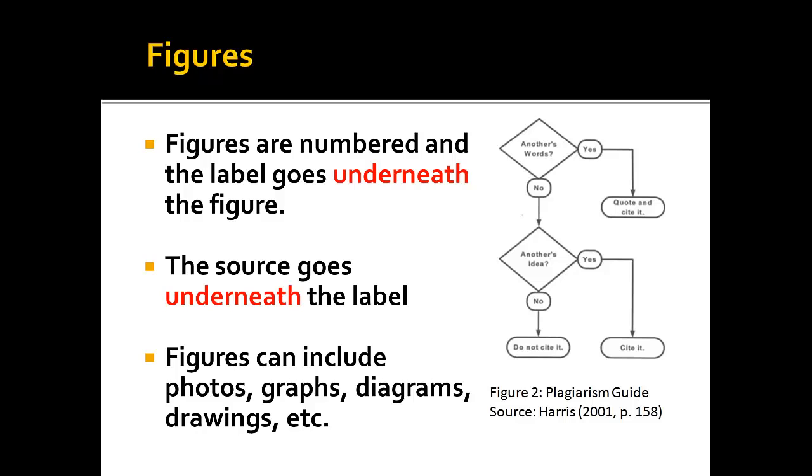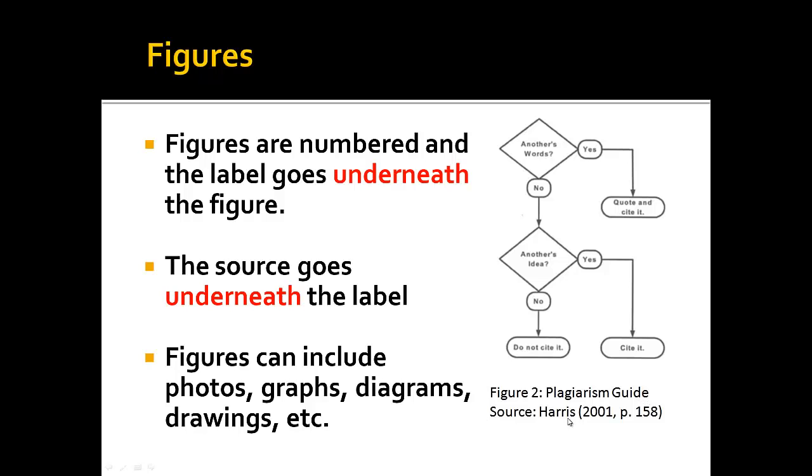Now, figures are numbered and the label goes underneath the figure. So on the right here, we've got a figure, it's a flow chart. It's numbered, so figure 2, and if you had one before that, it would be figure 1, figure 2, figure 3, and so on. So figure 2, and then you have a colon and the name. So this is the title, Plagiarism Guide.